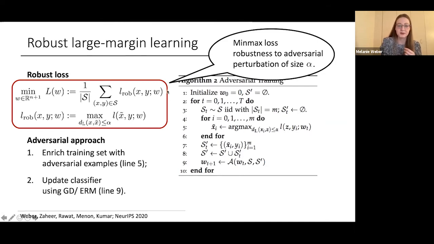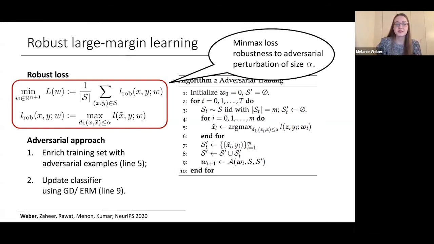So we have an outer loss, which characterizes the classification loss over a training set. And then our inner loss characterizes how well our algorithm does with respect to adversarial perturbations, where we define an adversarial example as taking a point in the training set on the hyperbolic manifold and perturbing it up to alpha along the manifold.